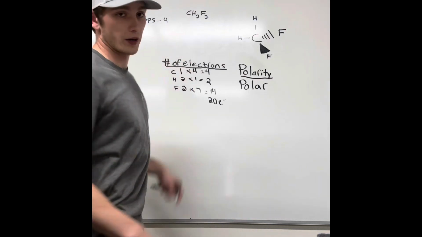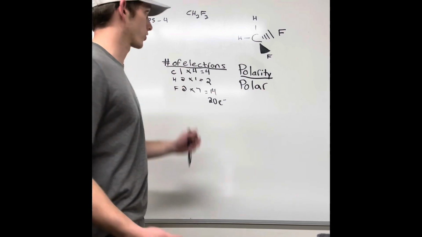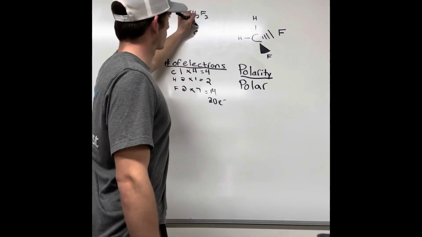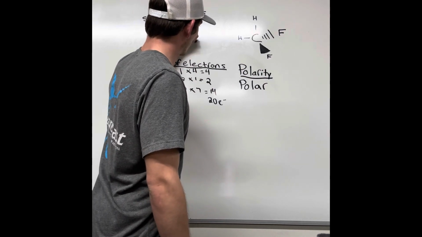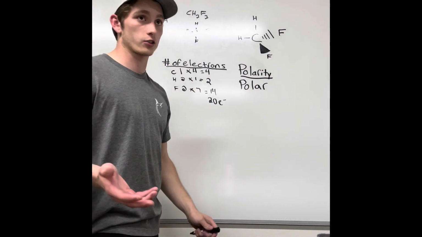Talking about difluoromethane, or CH2F2. So we'll first start by drawing the Lewis structure, and to do so we have to determine the least electronegative element, which is C, and then we write the rest of the elements around it. And then we have to fill up their valence electrons.